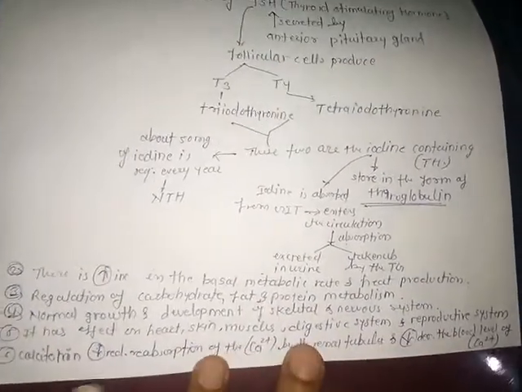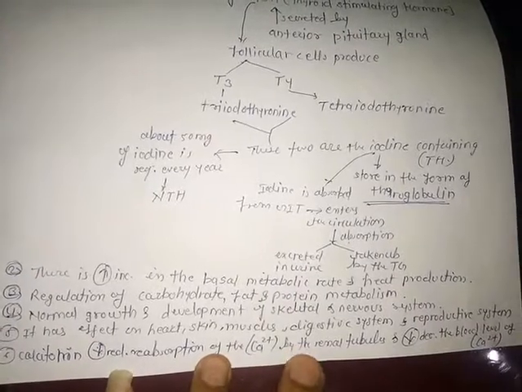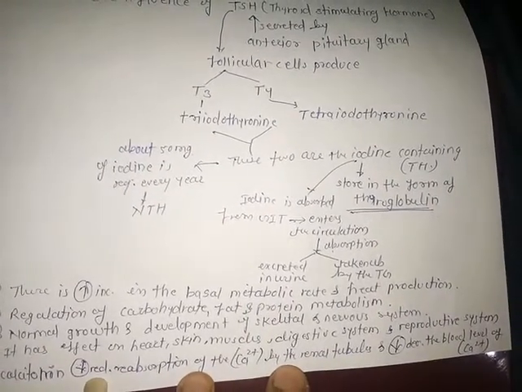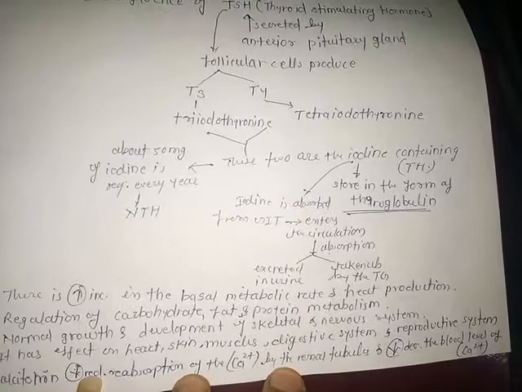Then calcitonin reduces the absorption of calcium by the renal tubule and decreases the blood level of calcium. So the calcitonin hormone regulates the calcium inside the body.